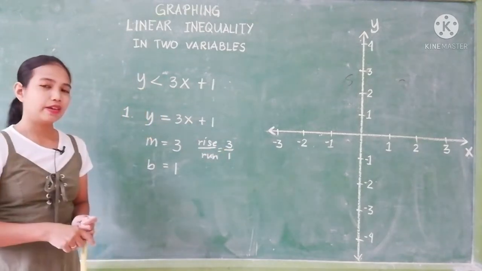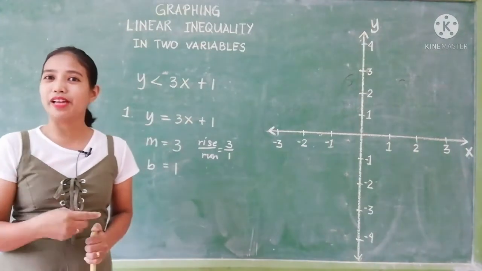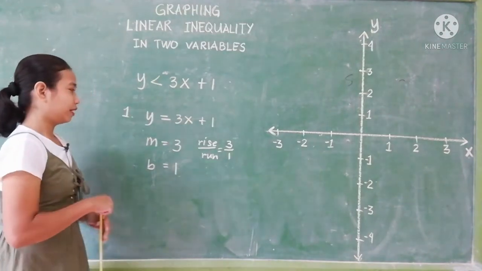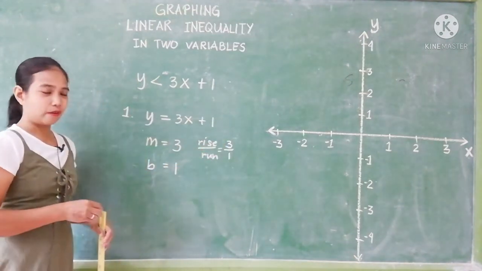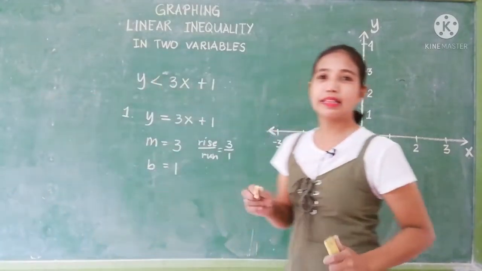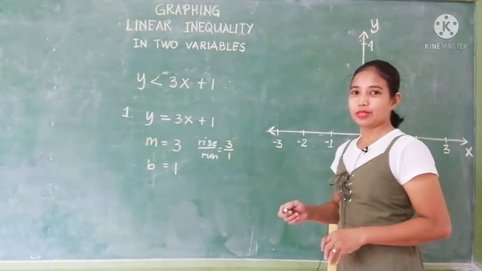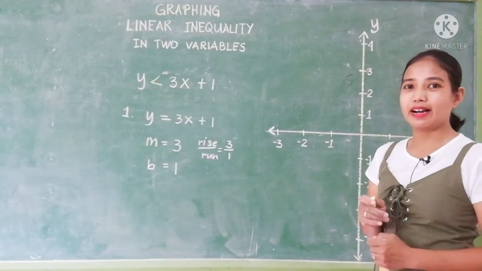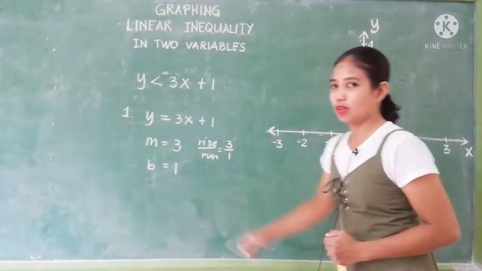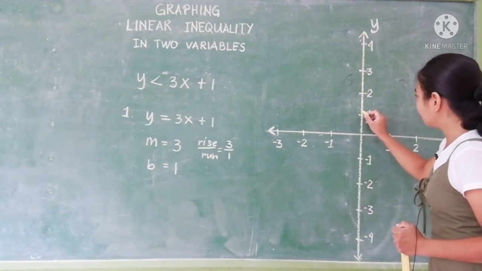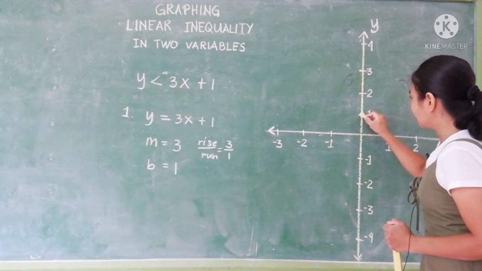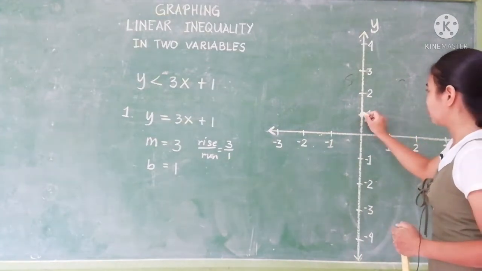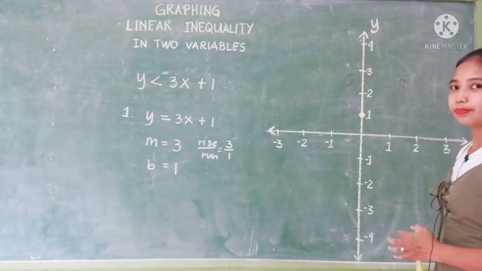So paano naging 1? Kasi kung matatandaan nyo, lahat ng whole number, yan ay merong denominator which is equal to 1. Okay? So in here, the rise is 3 and the run is 1. Okay, so let's graph. Una natin i-graph ay ang y-intercept. So ang y-intercept, yan ay ang point within the y-axis kung saan dadaan ang ating graph. So since b is equal to 1, okay, we will put the point within the scale 1 within the y-axis. So ito ang ating y-intercept. Okay?